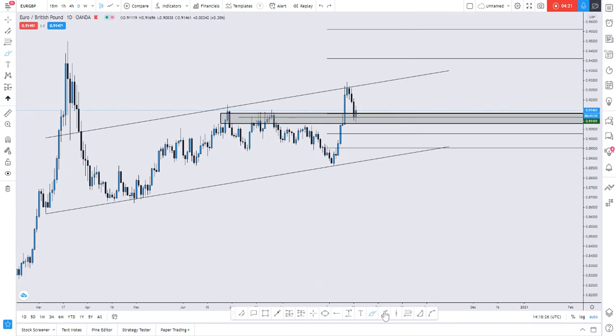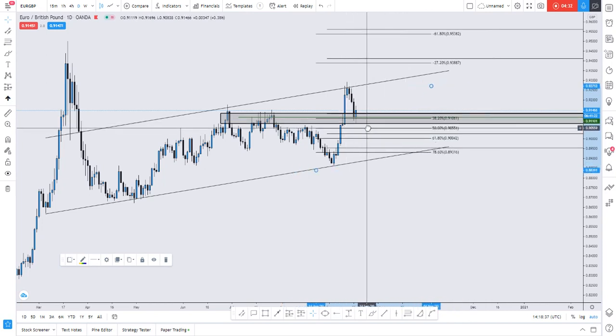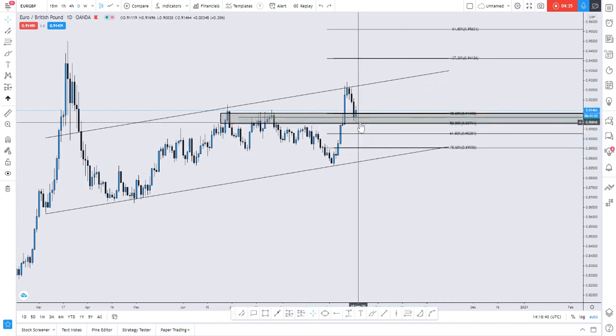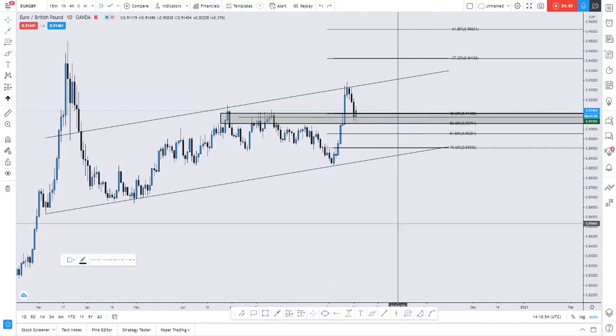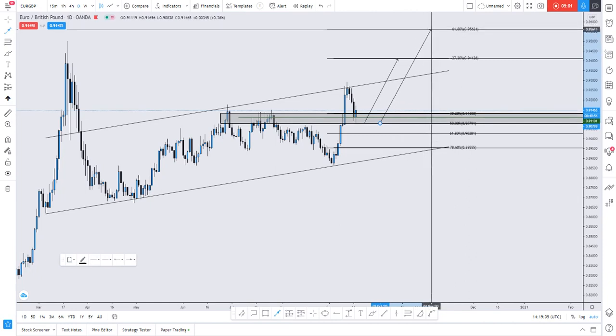Also, if we place a fib on this daily structure, swing low to swing high, we can see it aligns with the 50% fib level. The rejection occurred at the 50% fib level, so it's like confluence within a confluence. We had this impulse, correction, impulse. This is a correction, so we expect price to project to the upside. With this known, it's further confluence for us that there is a huge tendency of price moving to the negative 27.2 fib level or the negative 61.8 fib level.